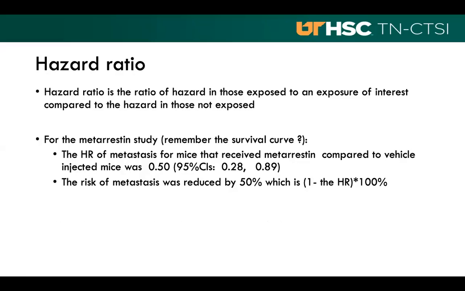Hazard ratio is the ratio of hazard in those exposed or treated compared to the hazard of the control group. For the metarrestin study that we mentioned in the previous slides, which was used for prevention of cancer metastasis, the hazard ratio of metastasis for mice that received metarrestin compared to the vehicle injection was 0.55, and the 95% confidence interval ranges between 0.28 and 0.89. The risk of metastasis was reduced by 50%, which means 1 minus the hazard ratio, times 100%, gives us the percent by which the risk was reduced by metarrestin.